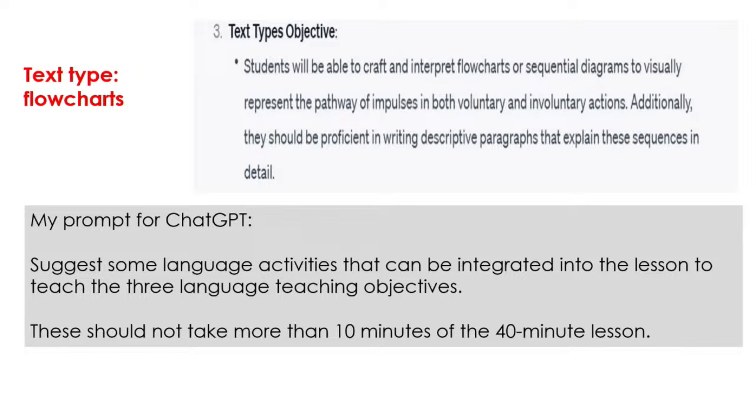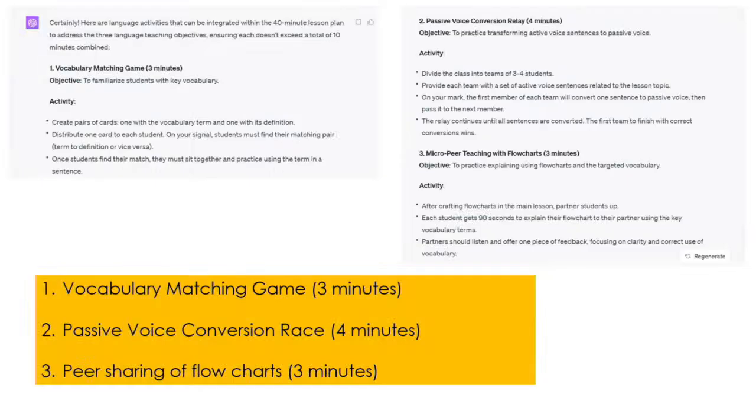Bam! 10 seconds later, again, you don't have to read this. ChatGPT suggested vocab matching game, 3 minutes. Passive voice conversion race, 4 minutes. Peer sharing of flowcharts, 3 minutes. So as teachers, you can decide, I don't have 10 minutes, but maybe I will choose number 1. Maybe I'll choose number 2.